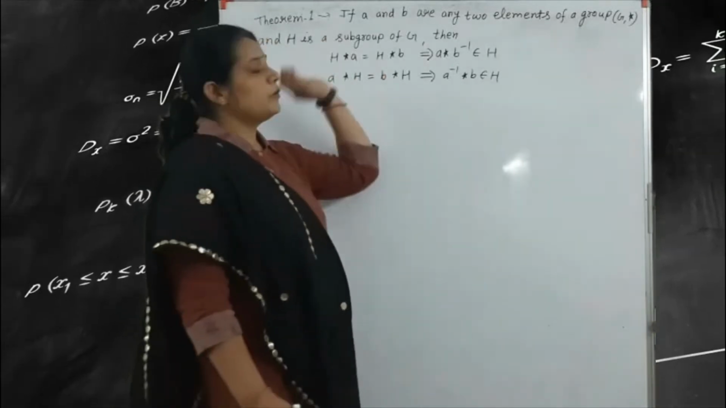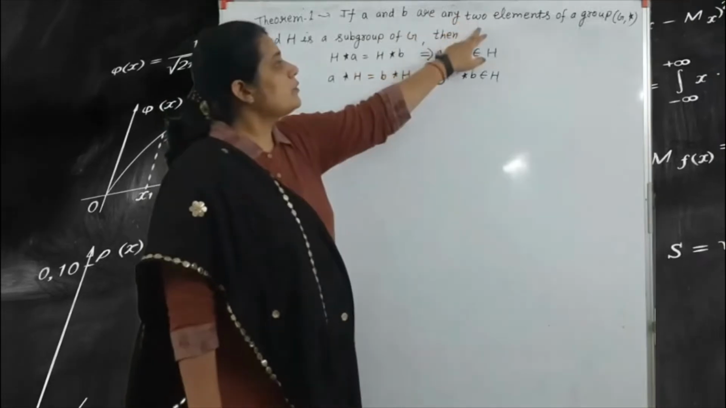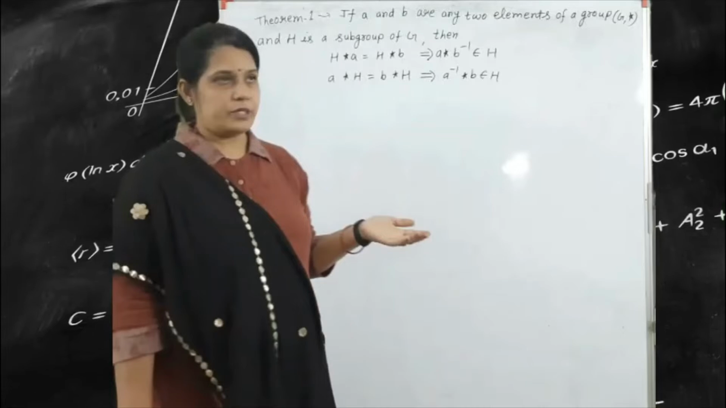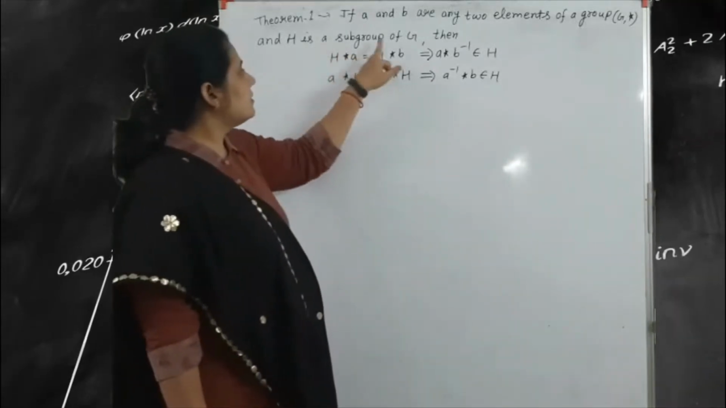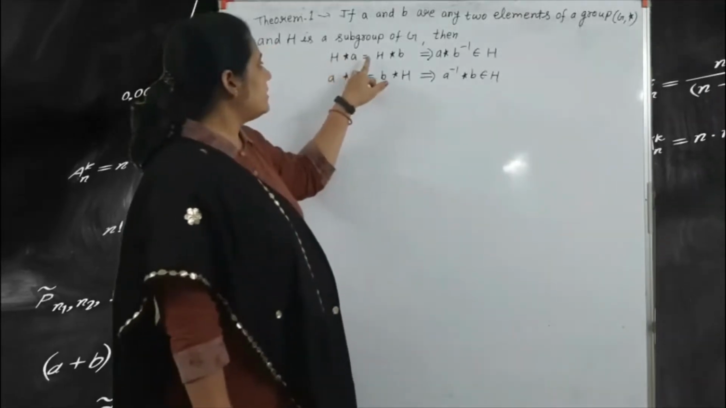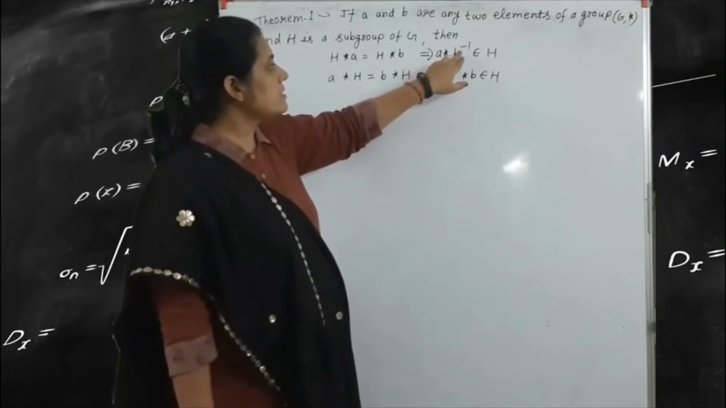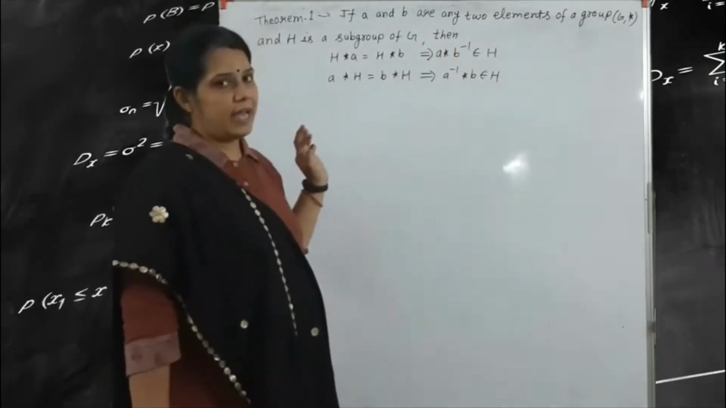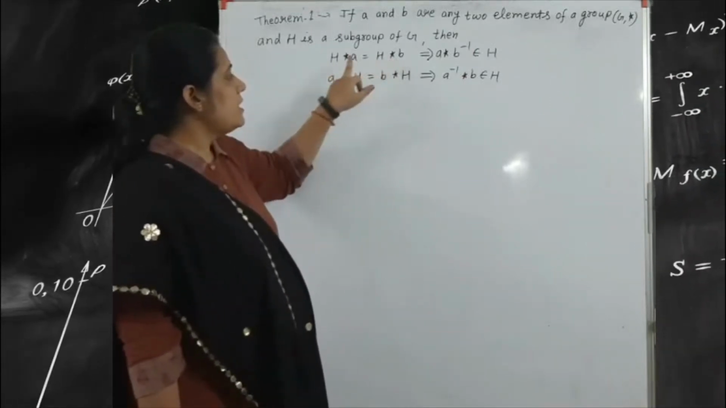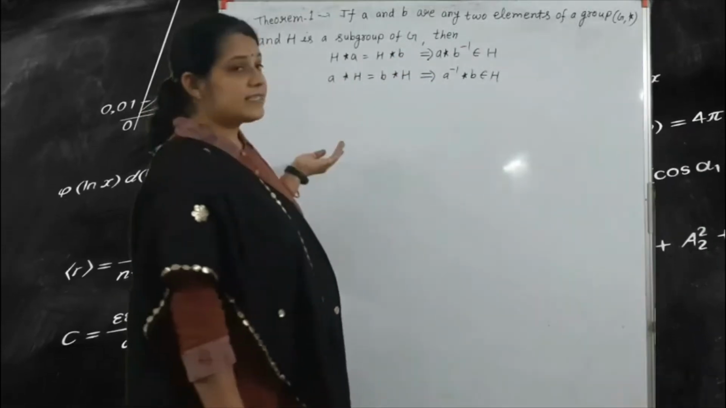So the theorem is that if A and B are any two elements of a group G, star, where star is any operator, and H is a subgroup of G, then H star A is equal to H star B implies A star B inverse belongs to H. That means H star A equals H star B, so A B inverse belongs to H. And the second one is what?